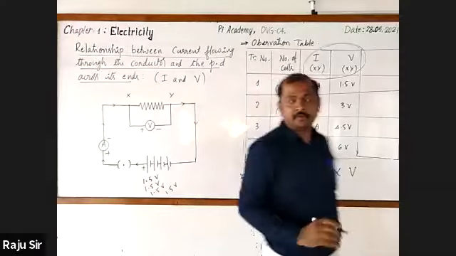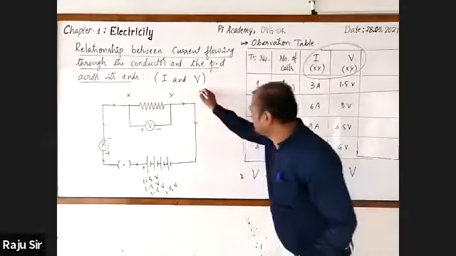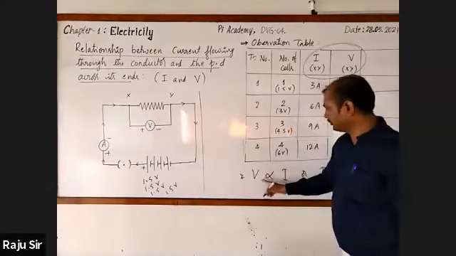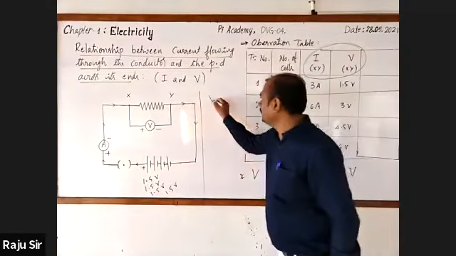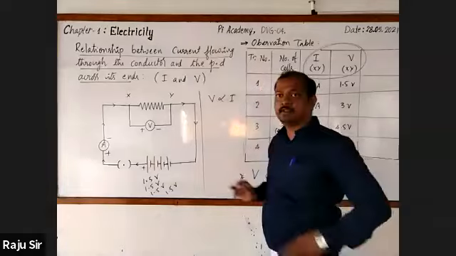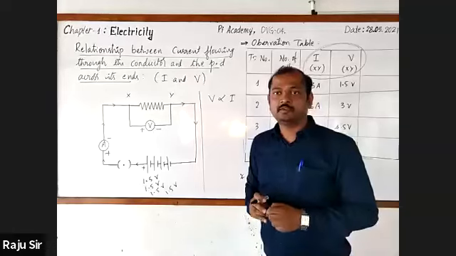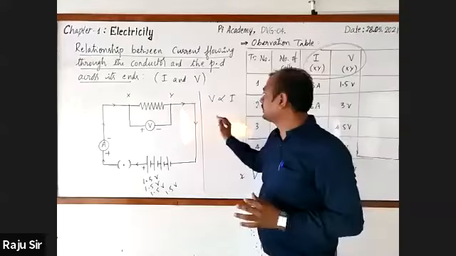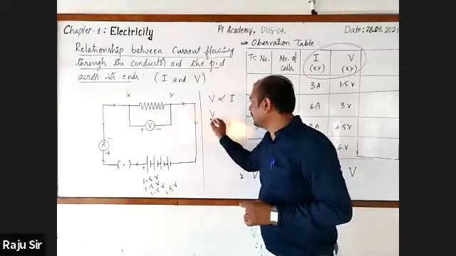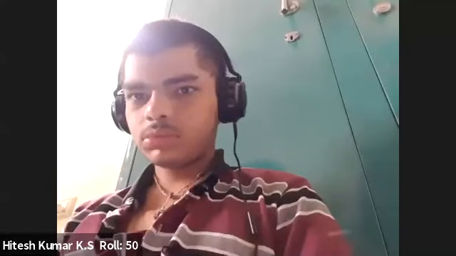Now, observe. Here, I'll write: V is proportional to I. Last year you learned how to remove the proportionality sign. Right? By the proportionality constant. So I can write V equals a constant times I.